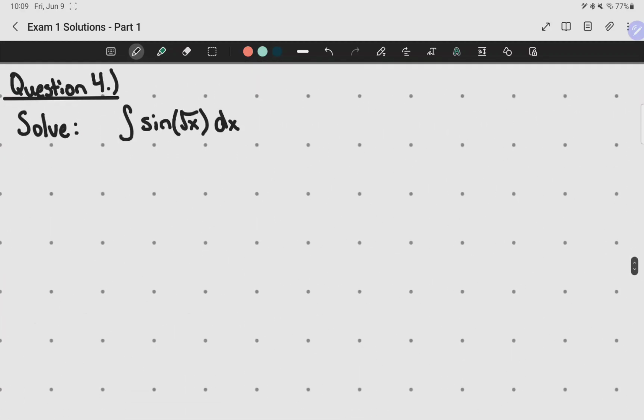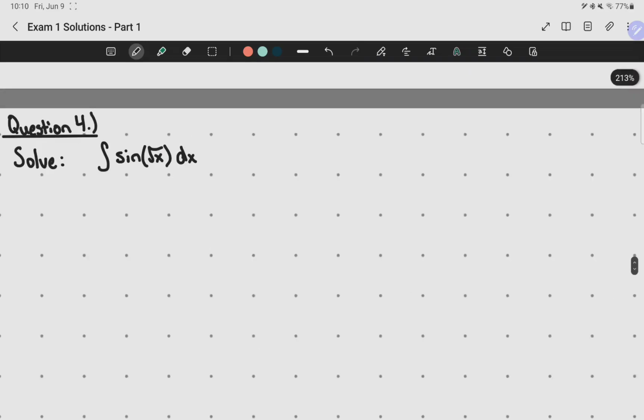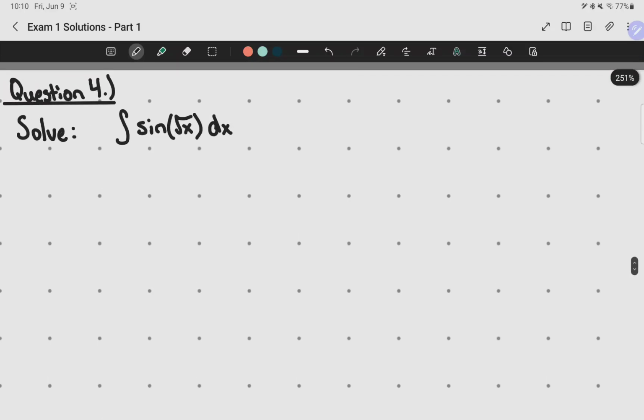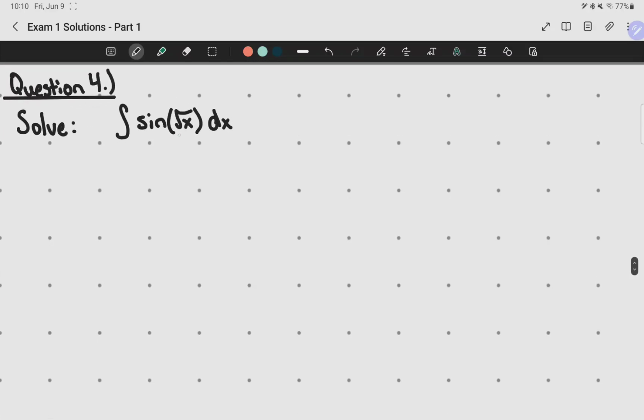Okay, question 4. I'm going to solve the integral of sine of square root of x dx. I'm actually not going to do a u substitution here. I'm going to do a t substitution, and you'll see why later on, because I'm going to have to do another integration by parts. This problem is an integration by parts piece, but to get there, we need to do a u sub first.